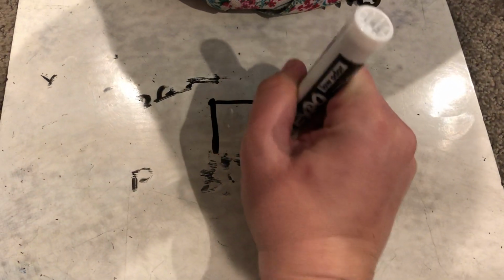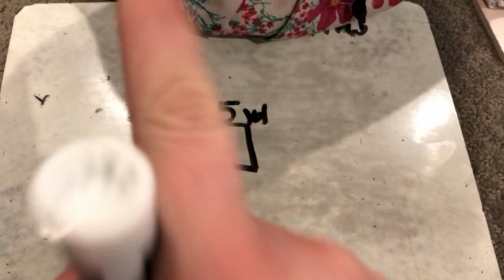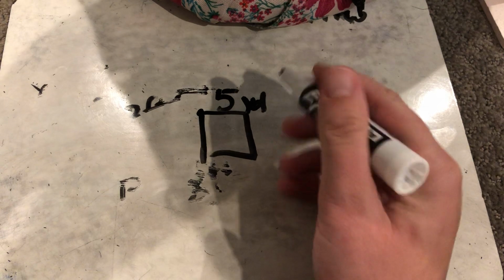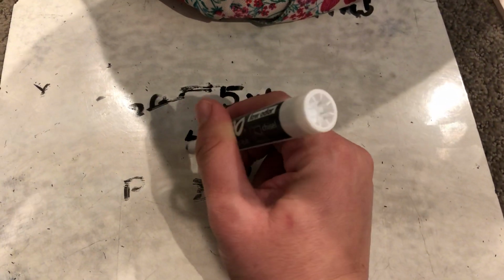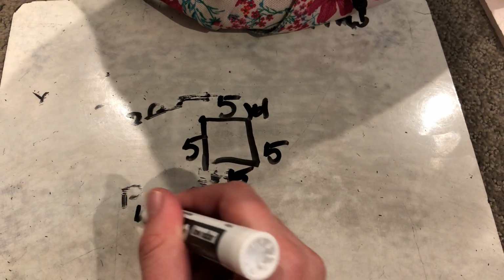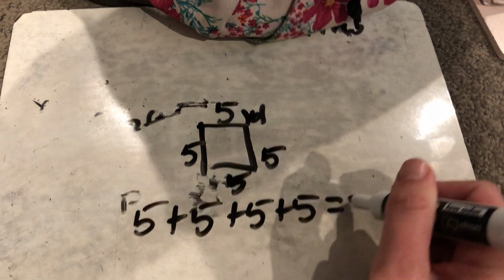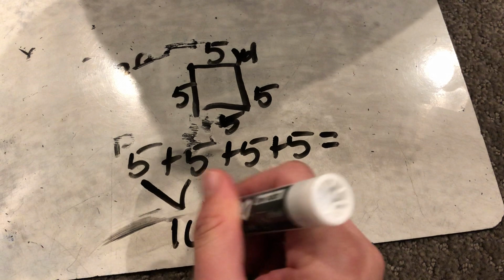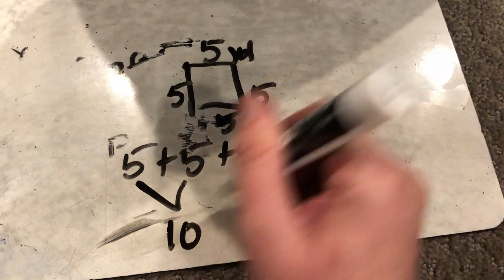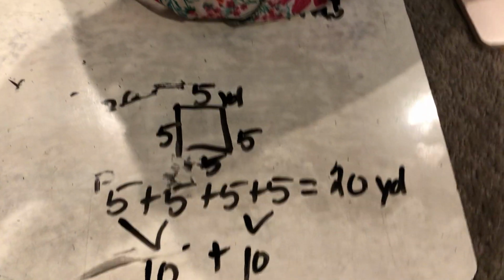Now, if you get a square that has just one measurement, 5 yards, you have to remember that all sides of a square are equal. So if this is 5, this is 5, this is 5, and this is 5. So I'm going to add 5 plus 5 plus 5 plus 5, which equals 5 plus 5 is 10, and that is 20 yards. There's your answer.